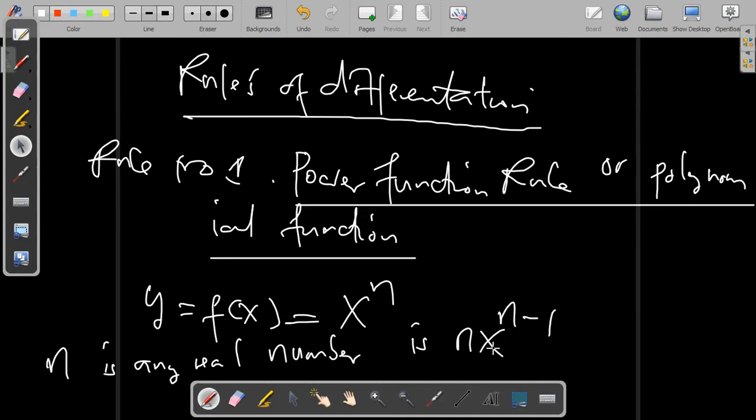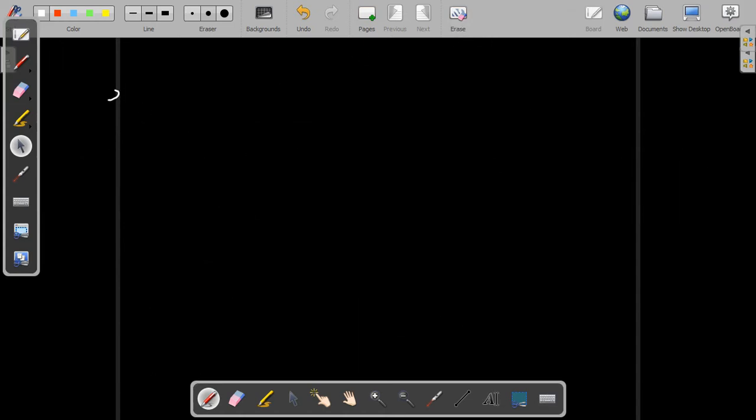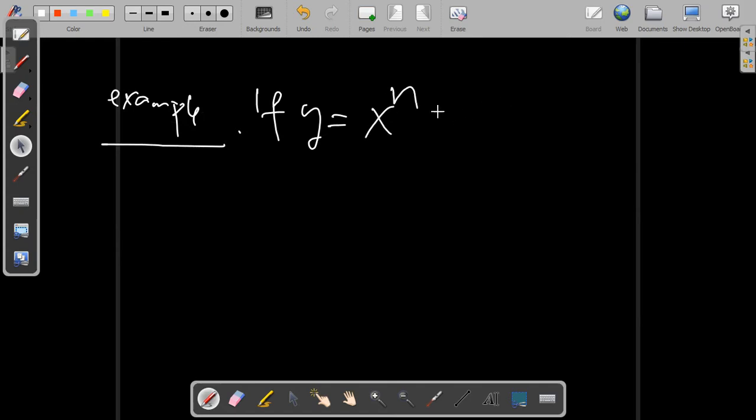Now let's consider an example. If y is equal to x raised to the power of n, then dy over dx will be equal to n x raised to the power of n minus 1, as you can observe.